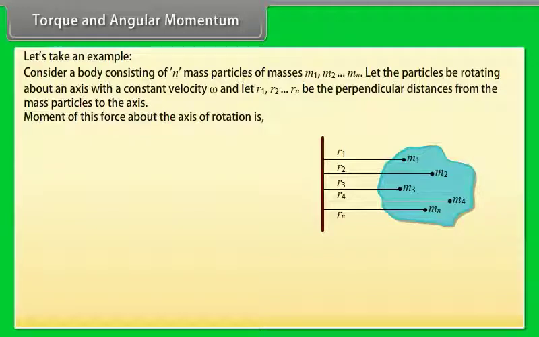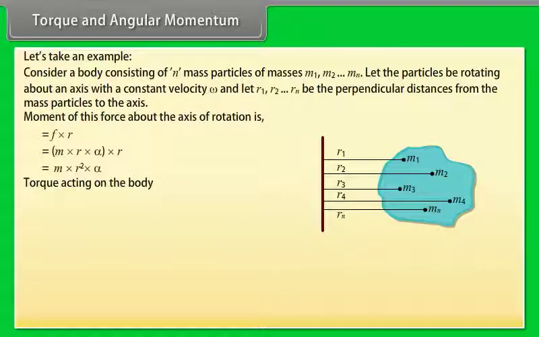Moment of this force about the axis of rotation is equal to F into r. By putting the value of force, we get m into r into alpha into r, which is equal to m into r square into alpha. Torque acting on the body is given by tau equals m1 into r1 square into alpha 1 plus m2 into r2 square into alpha 2 plus and so on till mn into rn square into alpha n.